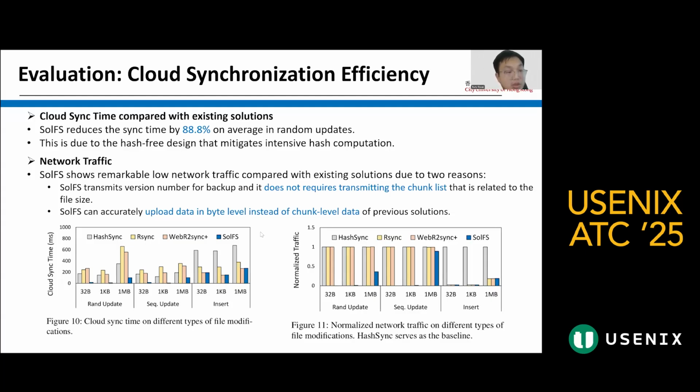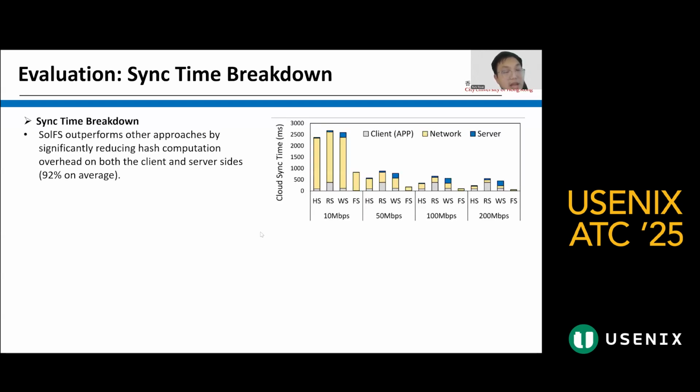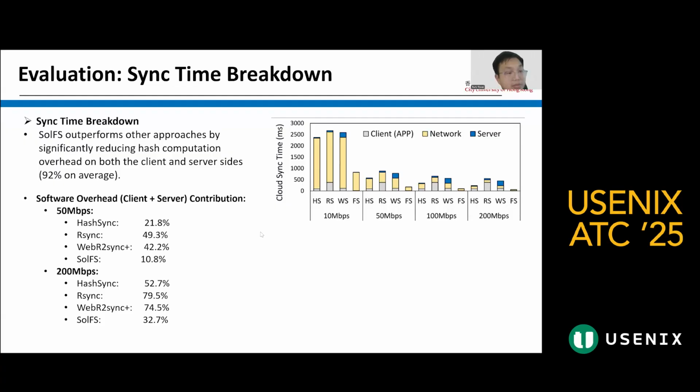And additionally, SolFS can accurately upload the data at byte level instead of the chunk level data of previous solutions. It means that if we modify 32 bytes, we only need to upload 32 bytes instead of a chunk. Normally a chunk is 2 megabytes or 4 megabytes. It is very large. And we can see the sync time breakdown. SolFS outperforms other approaches by significantly reducing the hash computation overhead on both the client and server sides. That is 92% on average.